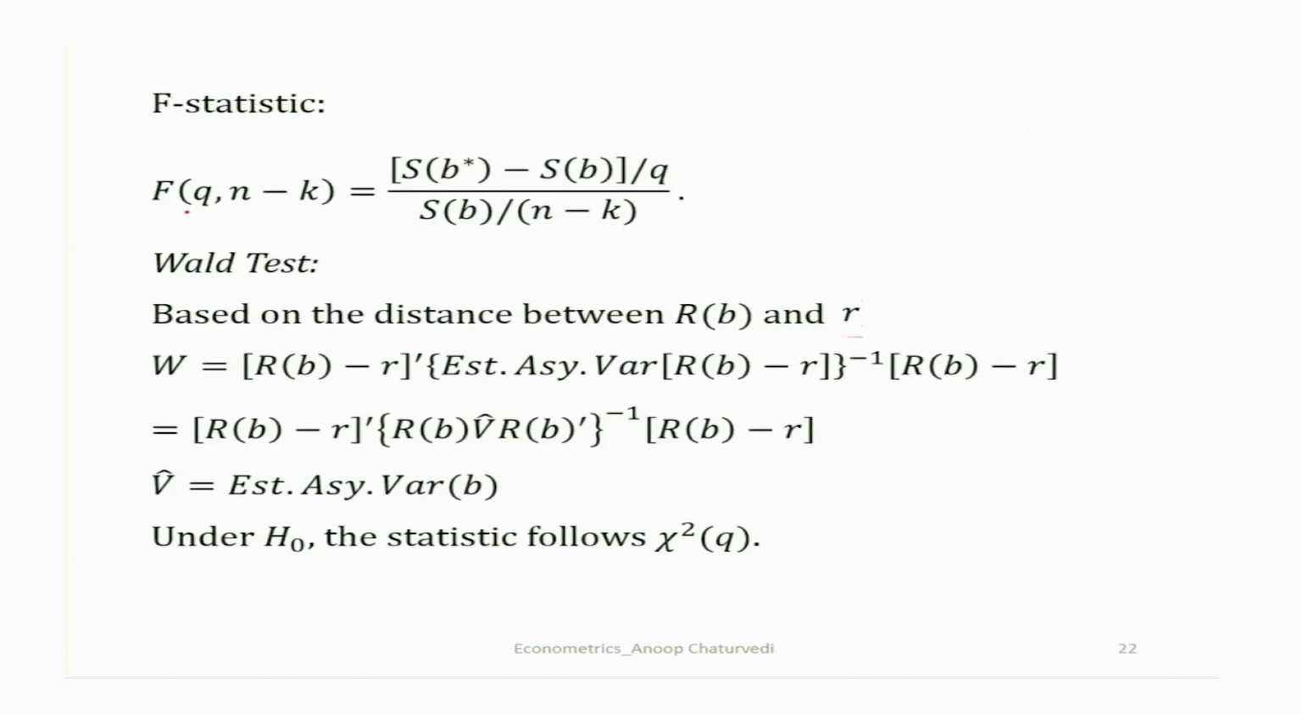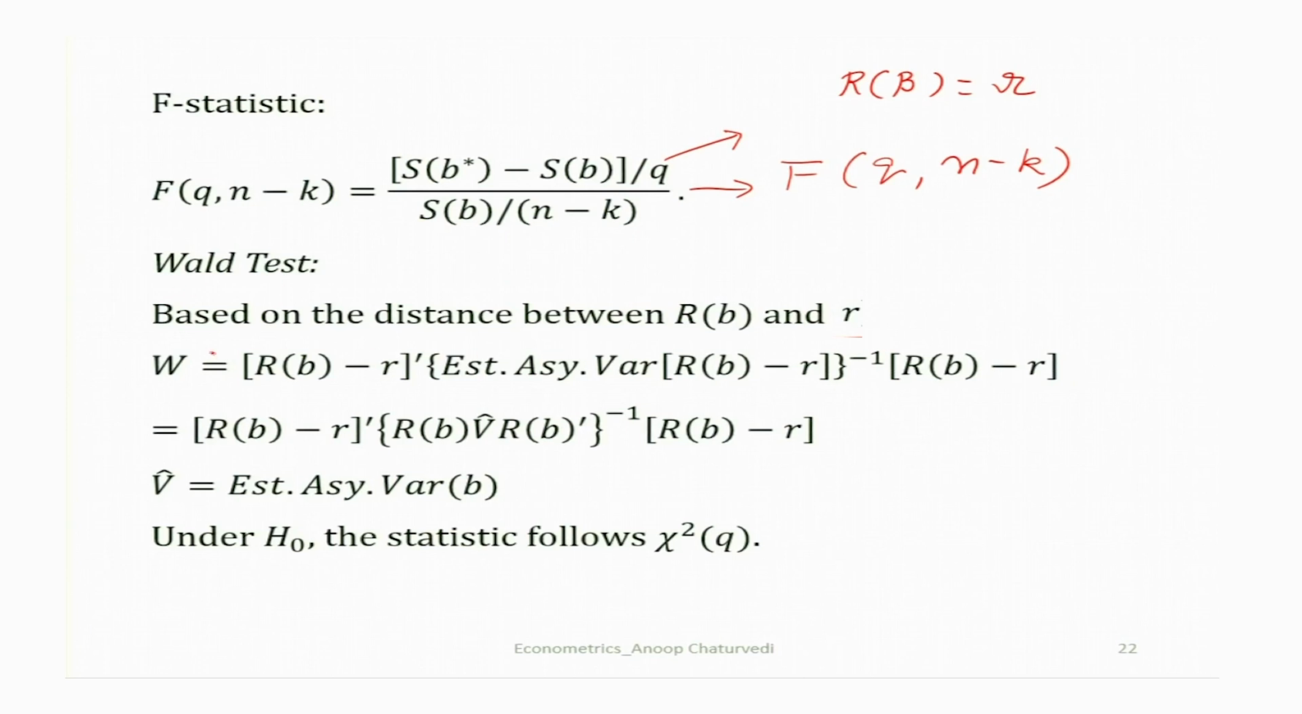Then the F statistic is defined as F(q, n minus k) equal to [S(b star) minus S(b)] divided by the degrees of freedom q, the number of restrictions q, and then we divide it by S(b) upon n minus k. And under the null hypothesis of restrictions r(beta) equal to small r, this follows an F distribution with q, n minus k degrees of freedom. Now, you can easily form the critical region for testing the hypothesis. If this calculated value is greater than the tabulated value, then we reject H naught, otherwise we accept H naught.